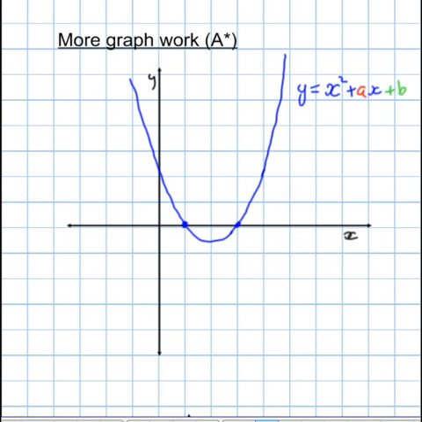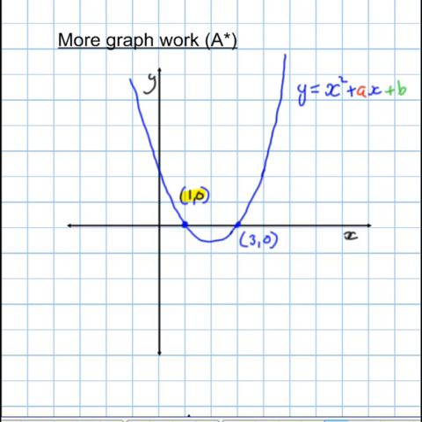x-axis. And you're told that the points are (1, 0) and (3, 0). How can we work out a and b? Well, the way we do it is this. Let's remind ourselves, what do these coordinates mean?